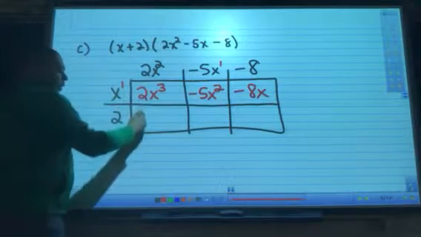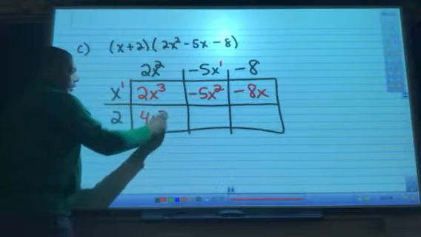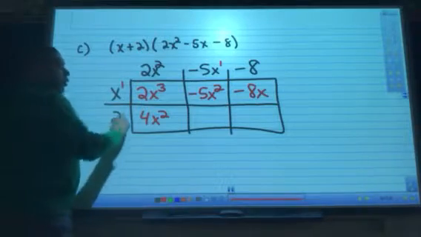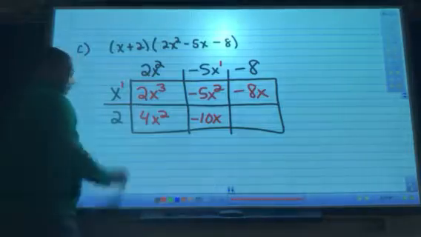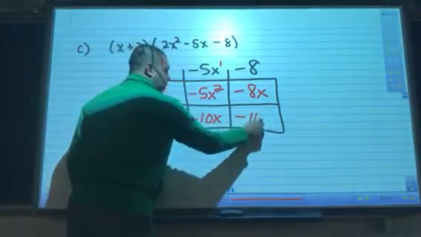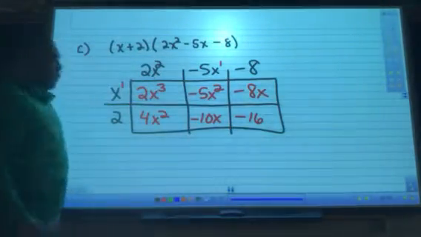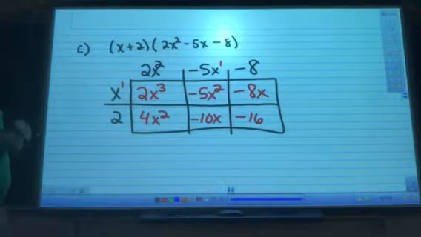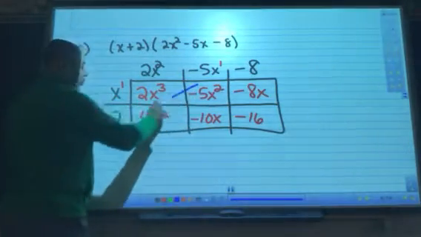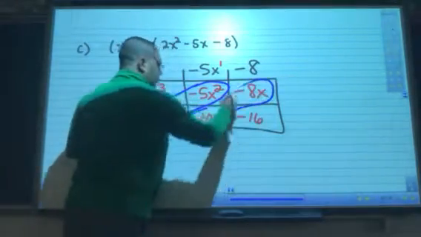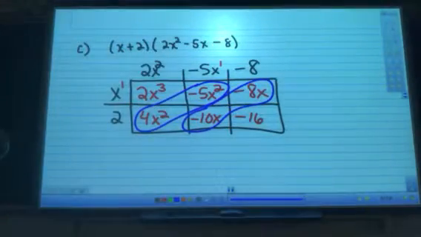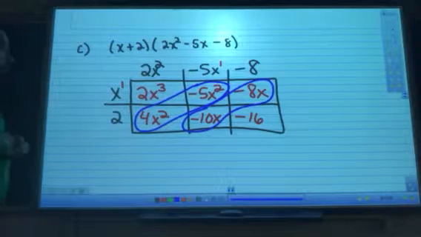2 times 2x squared is 4x squared. 2 times negative 5x is negative 10x. And finally, 2 times negative 8 is negative 16. So I have all that done. Now, what you should notice is that I actually have 2 sets of like terms. So I have more to combine when I do this.